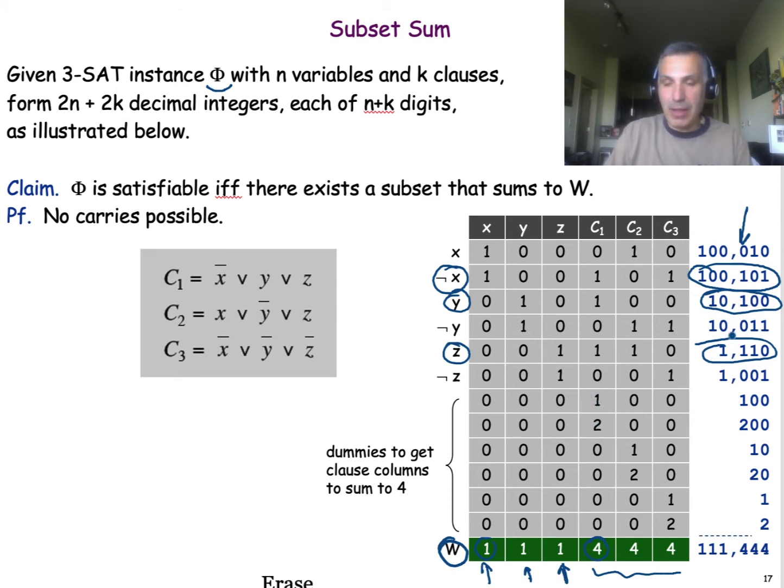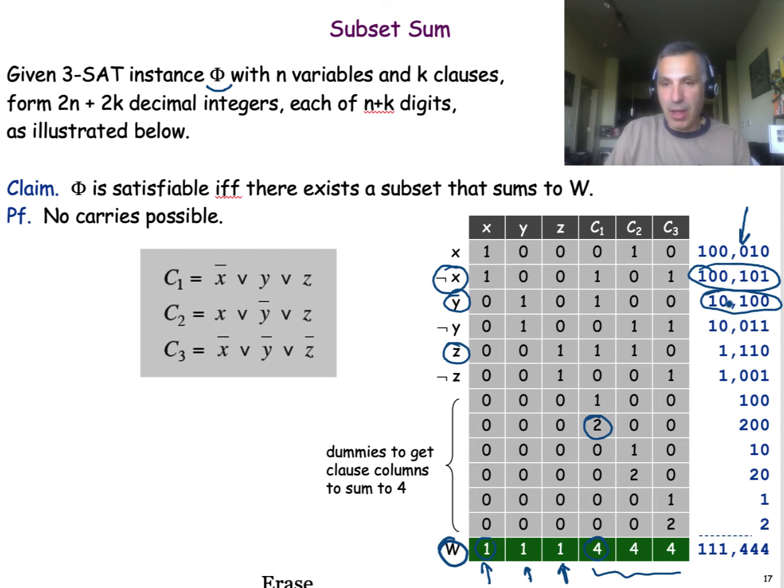What would happen if we had selected not three of these numbers, but say, for instance, only two of these numbers, meaning that only two of these literals are true? Then again, we can force the sum to be equal to 4. How? We will have 1 plus 1 plus, we have the number 2 here. So again, we can get a sum of 4.